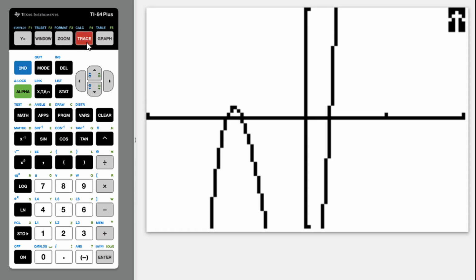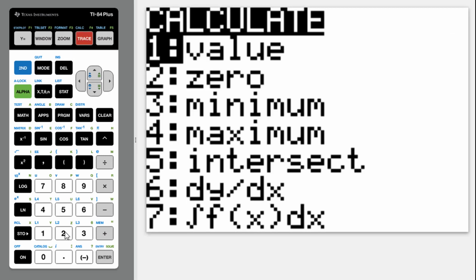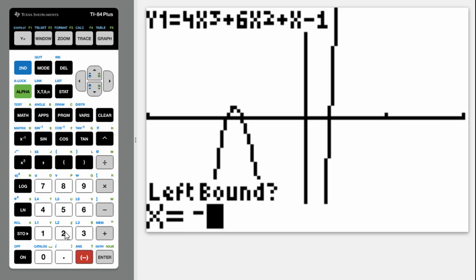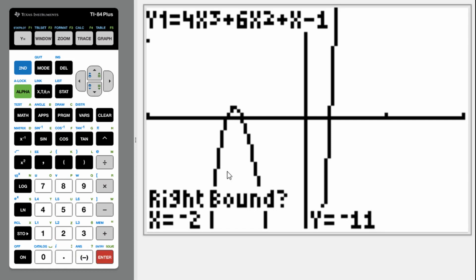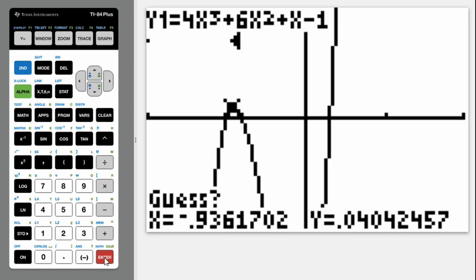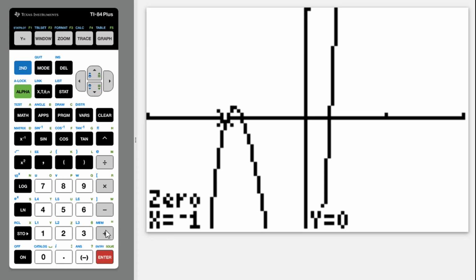Go to second trace. 0. You know this is -2. This is -1. Left bound, let's do -2. Enter. Right bound, let's move here because it's so hard to decide. Yeah, let's go here. So enter, enter. 0 will be -1.